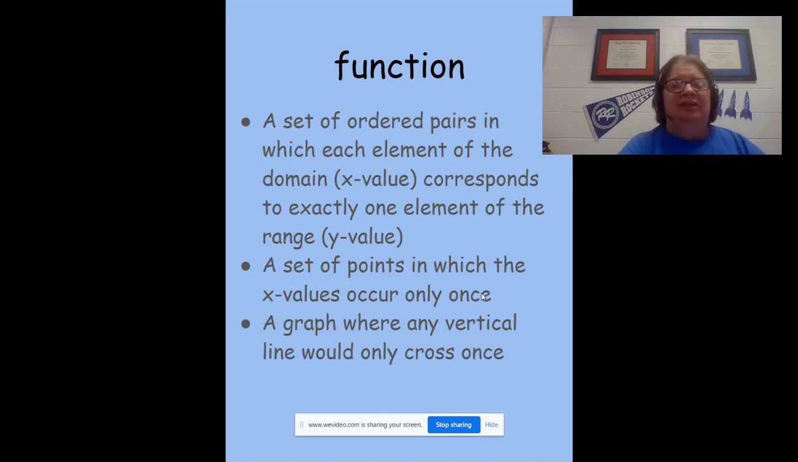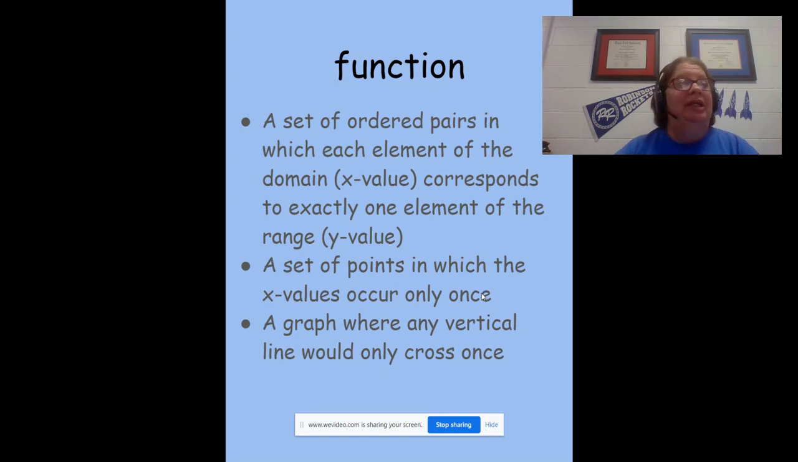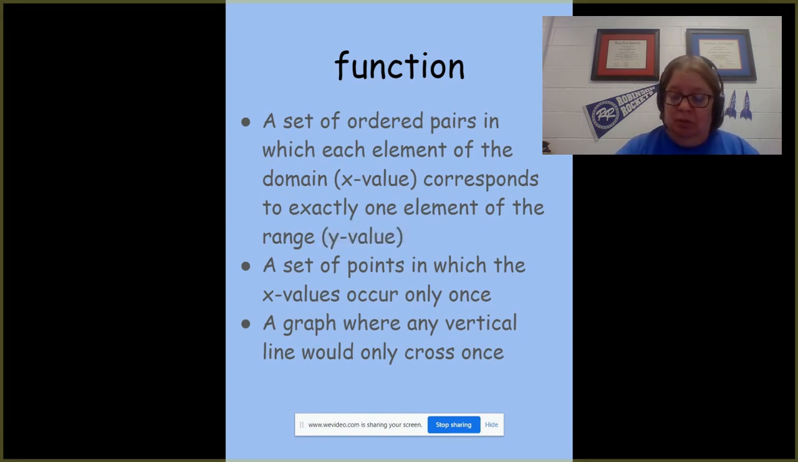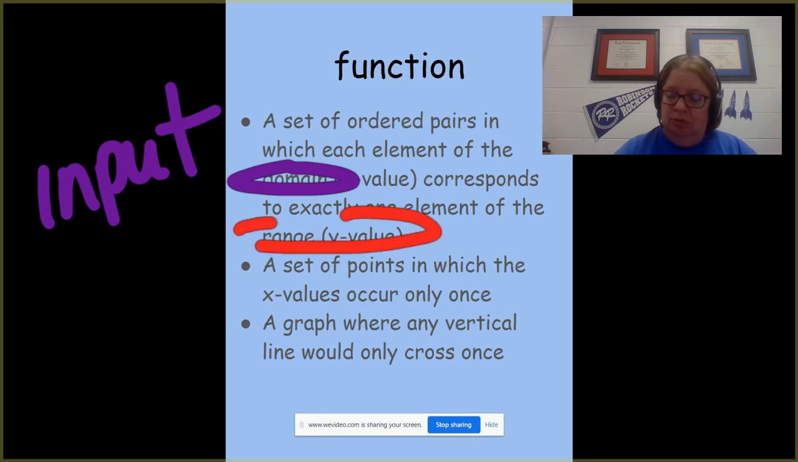Okay, so the definition here says a set of ordered pairs in which each element of the domain, or x value, or input, those all mean the same thing, corresponds to exactly one element of the range. So each input has one output, each x has one y, each domain element has only one range element. This is also input. Corresponds to exactly one element of the range. That's output.